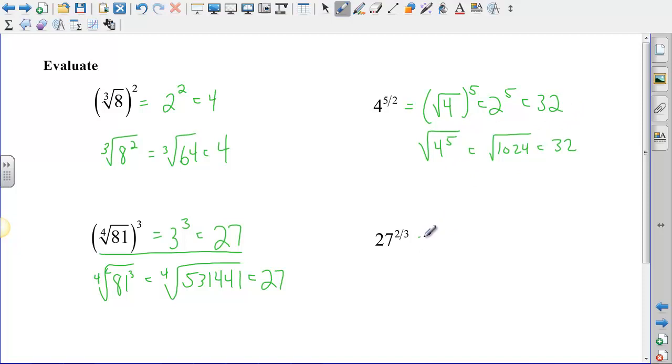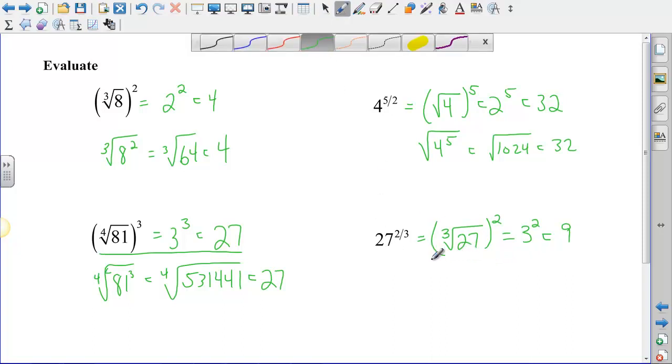Same thing down here. 27 to the 2/3 power means the cube root of 27, which we should all know, squared. Well, cube root of 27 is 3. 3 squared is 9.